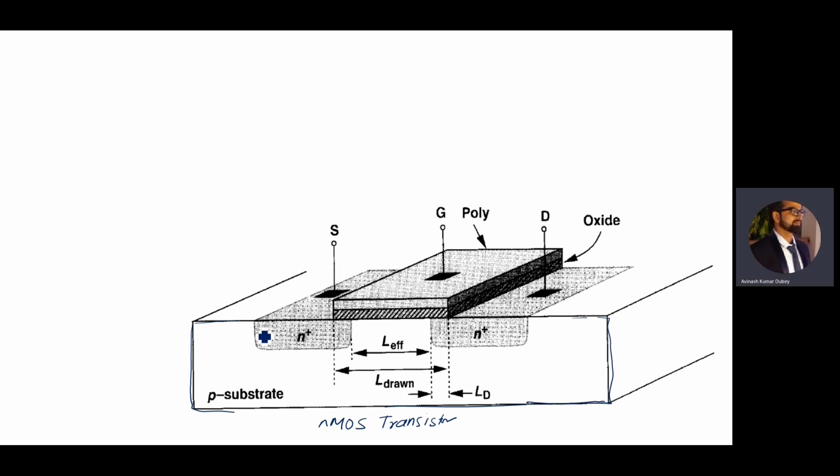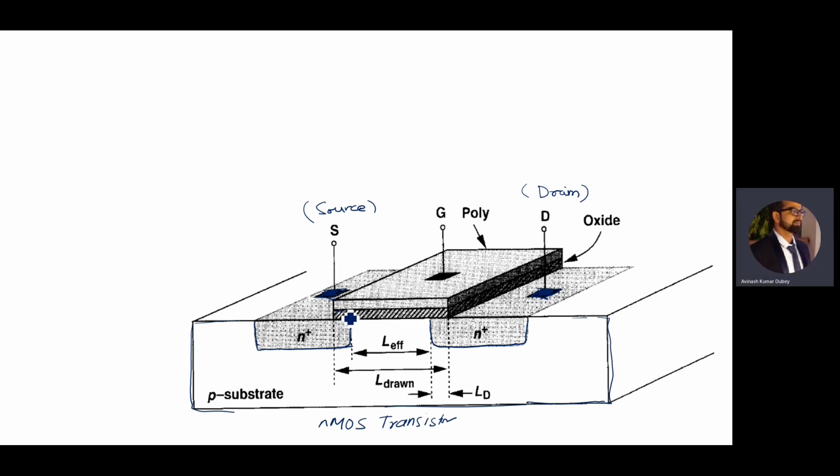Here the n plus regions are grown. This one is also an n plus region. These n plus regions are grown, and the metal connections are made. This is a 3D structure, so this is a metal connection made here. This is called D, the drain. This is our drain, and here it is the source. Again, this is also an n plus region, and this is a metal connection.